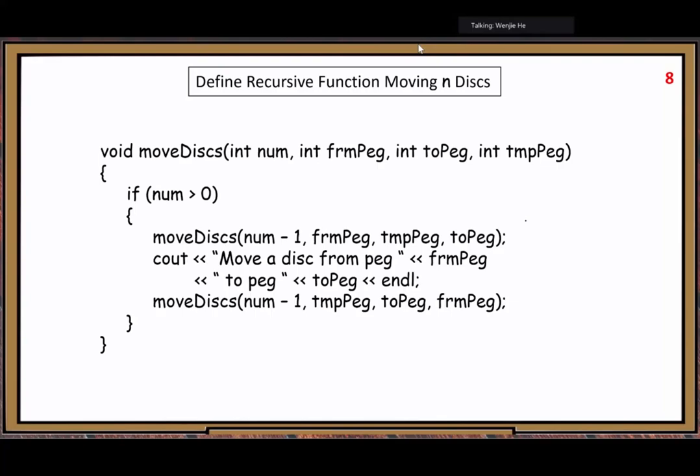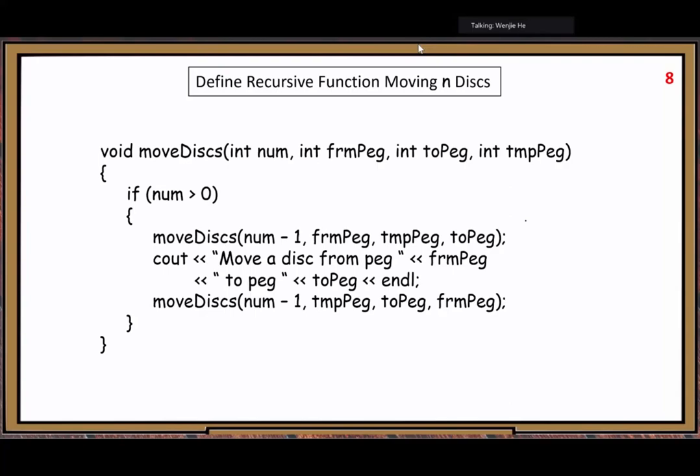After that, you need to move the bottom disk. How do you simulate this? You need to simulate the bottom disk move step. Your simulation is you just print out a message: move a disk from peg number to peg number. That's your move.